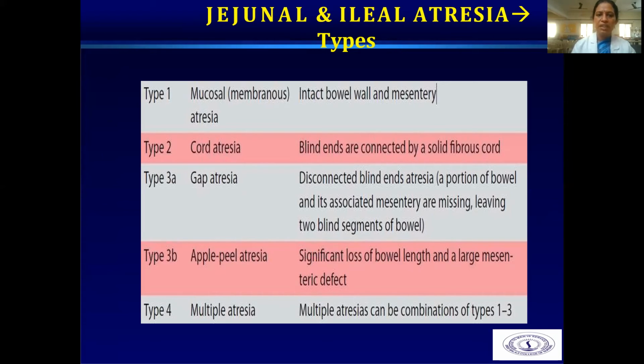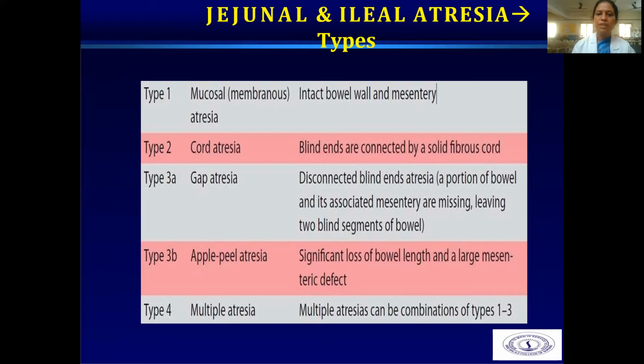So type 3A, gap atresia, that is disconnected blind end atresia. A portion of bowel and its associated mesentery are missing, leaving 2 blind segments of bowel. Type 3B, apple peel atresia. Significant loss of bowel length and a large mesenteric defect.